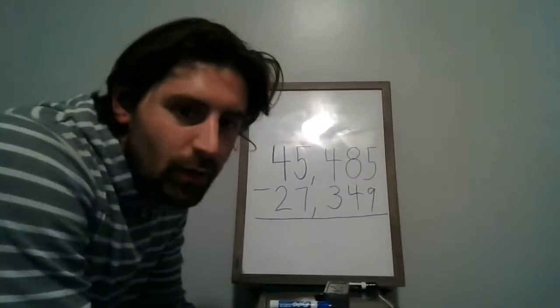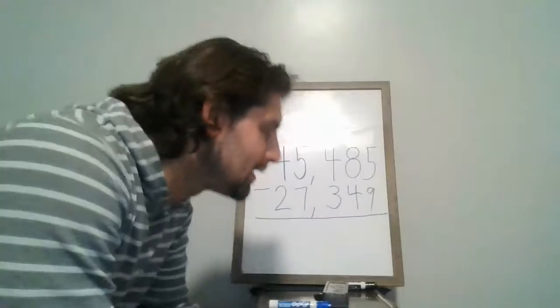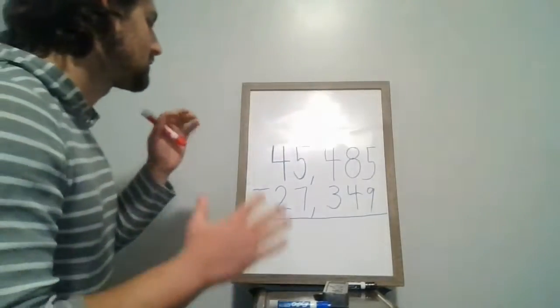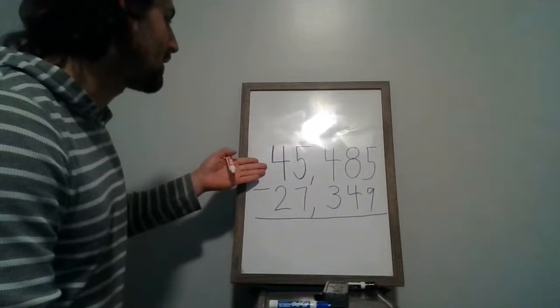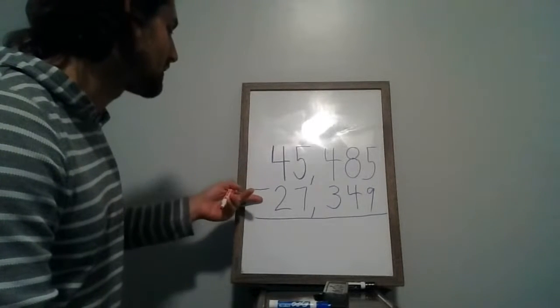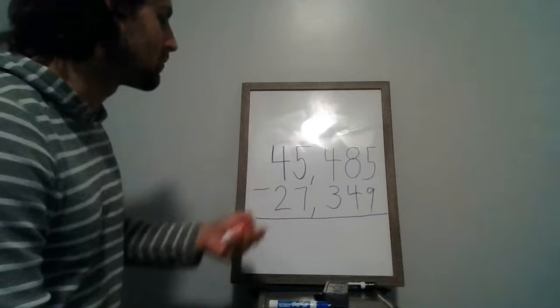So this video is focused on multi-digit subtraction. That means subtraction of 4 or more digits. So our first problem is 45,485 minus 27,349.